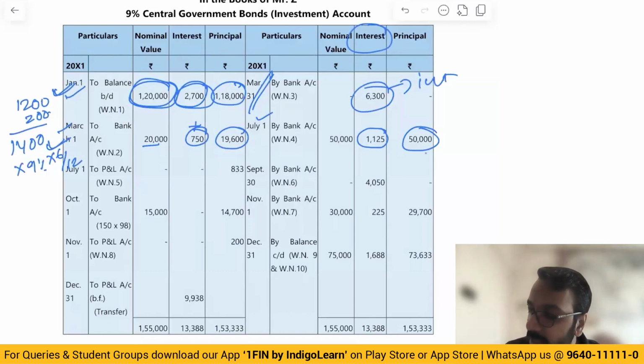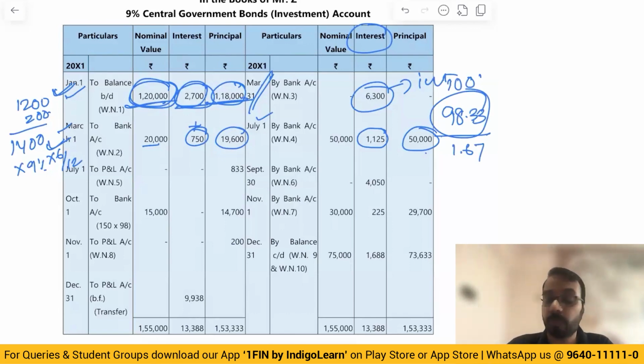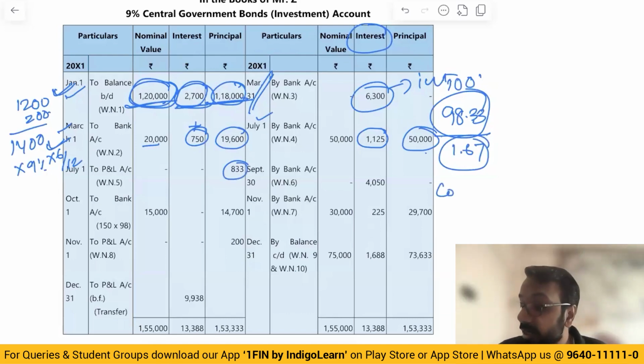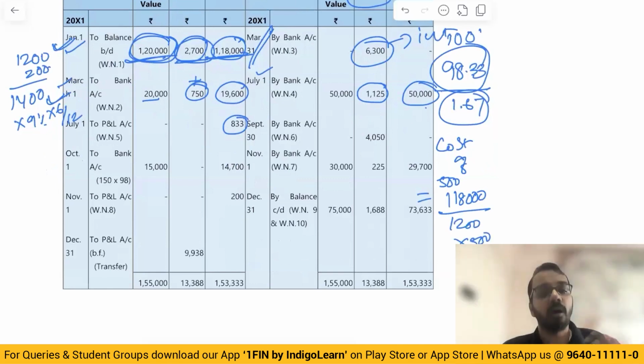Now, what is the profit? 1,18,000 is for 1,200 units. So 118,000 divided by 1,200, cost is 98.33. And at what value did we sell? We sold at 100. So profit is 1.67 per unit. 1.67 into 500, if I do, I get 833. That is one way to calculate. Or the other way is, you can say cost of 500 is equal to 1,18,000 divided by 1,200 into 500, or 1,18,000 divided by 1,20,000 into 50,000. Whatever you do, the number will be the same. This is the profit of 833.